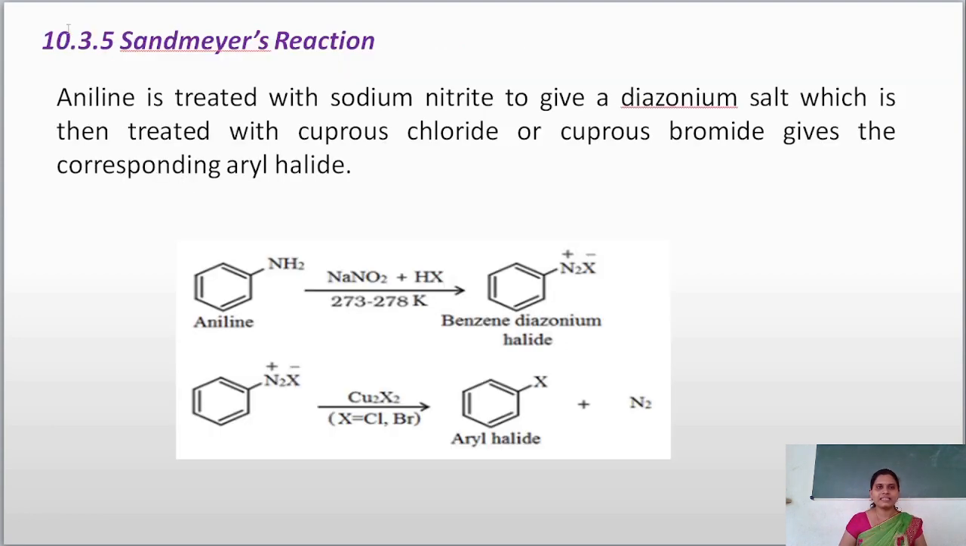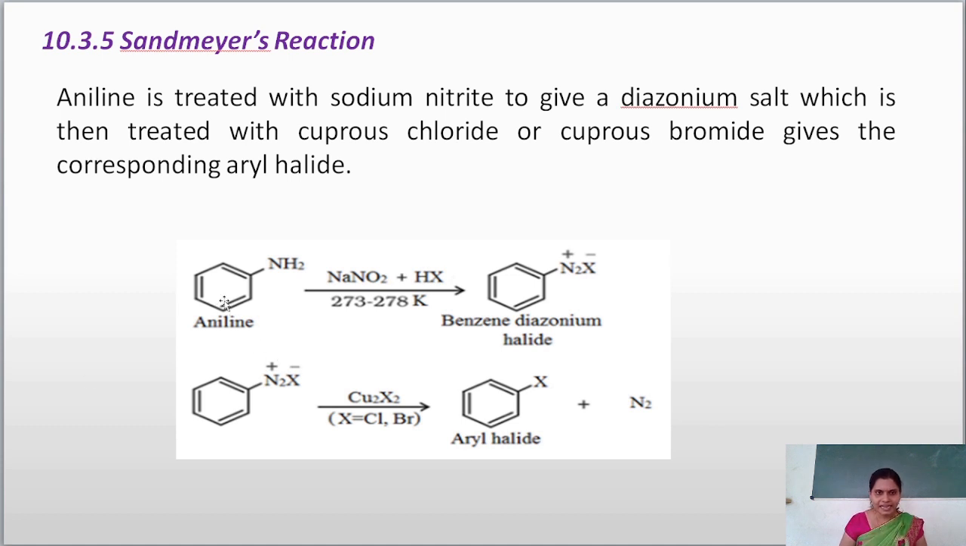The next method of preparation is Sandmeyer's reaction. This is the last method of preparation of the halogen derivatives. In Sandmeyer's reaction, aniline is treated with sodium nitrite to give a diazonium salt, which is then treated with cuprous chloride or cuprous bromide and gives the corresponding aryl halide. So this is the example.